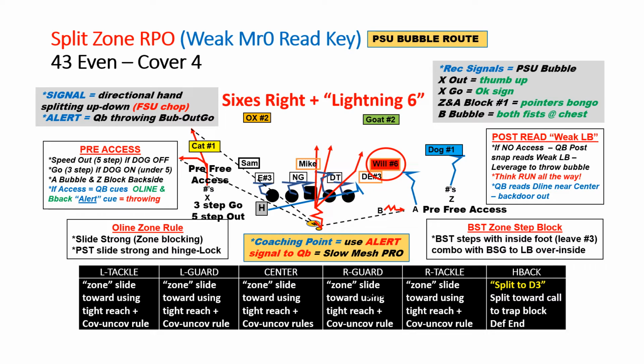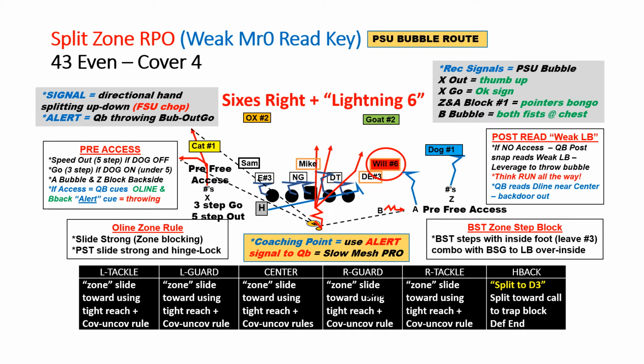All right, now we have our split zone RPO. Again, we'll go with a sixes right, which puts the back to the call side, getting a 3-by-2 again. Quarterback is going to check for free access either side. If he has it, he takes it. If not, then you'll see he'll do his drop step rocker, and again reading the will backer post snap.